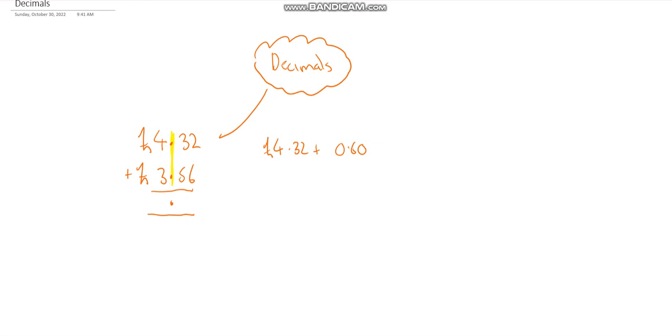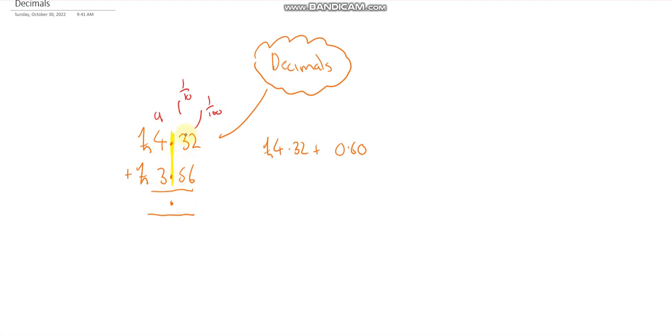because you want to add up the same group. So I want to add together my units, I want to add together my tenths, which is in here, and I want to add together my hundredths, and so on and so forth. The next one will be thousandths, all the rest of it. But I tend to think of money as a good way. You also see it in times as well. If you watch the Olympics, you see tenth of a second, hundredth of a second pop up.